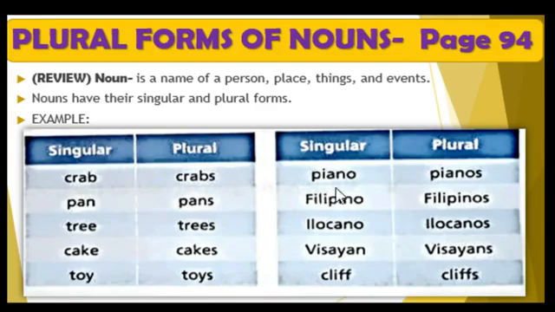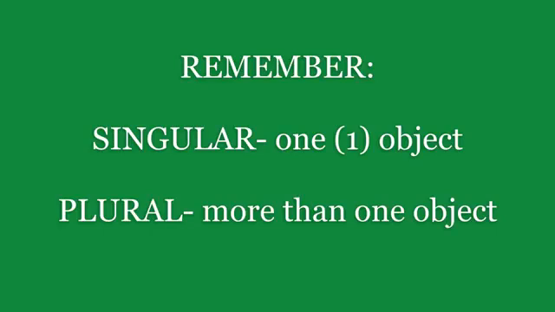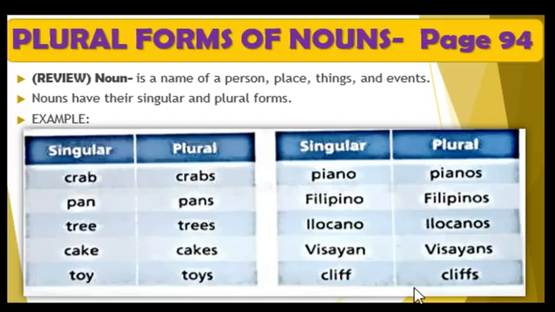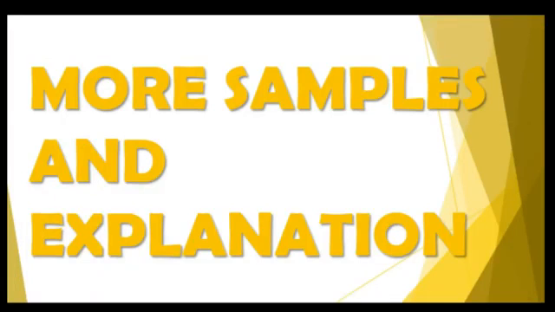And to the other corner, singular. Piano, it will become pianos. Filipino, it will become Filipinos. Ilocano, it will become Ilocanos. Visayan, change to Visayans. And cliff, it will become cliffs. Once again, this is a singular column and a plural column. Now, let's proceed to more examples and explanation.